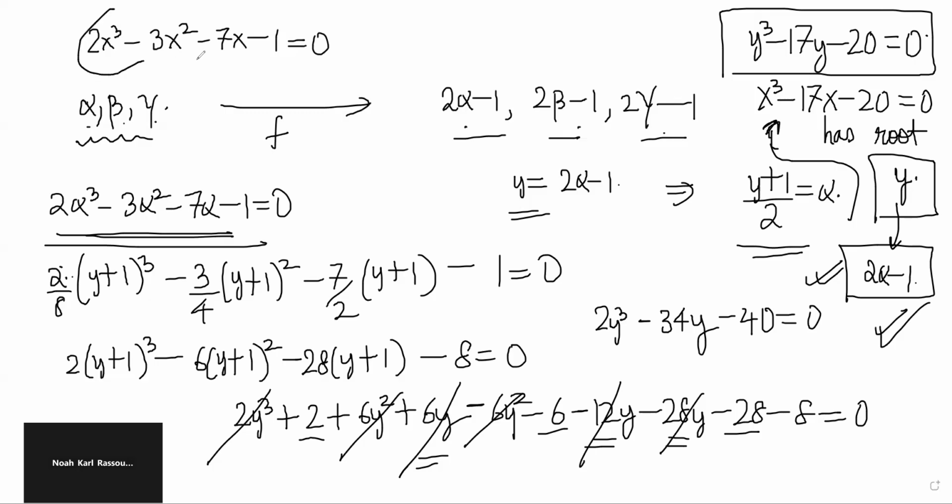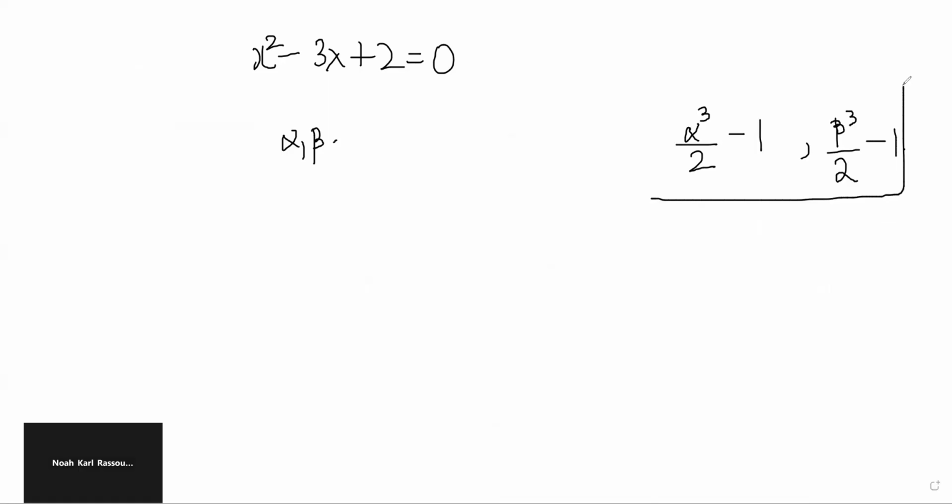Alpha was a root of this equation, and I have converted it into a new equation whose roots are 2 alpha minus 1, 2 beta minus 1, and so on. You can apply this principle in any simple question. For example, if you have x square minus 3x plus 2 equals 0, I know the roots of it are alpha, beta. I need a new equation with roots alpha cube by 2 minus 1 and beta cube by 2 minus 1, let's say. Looks complicated, but notice that both the roots are getting the same pattern, right?